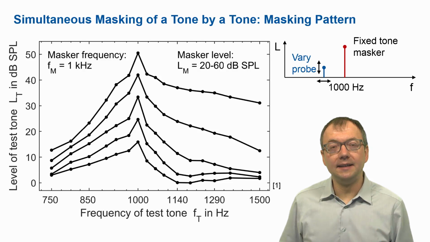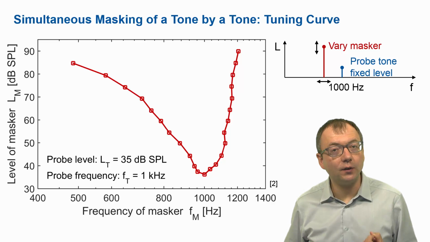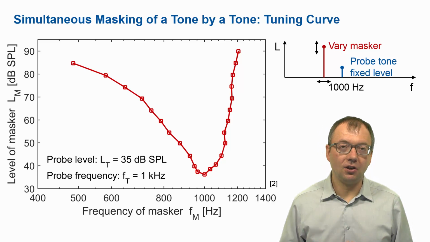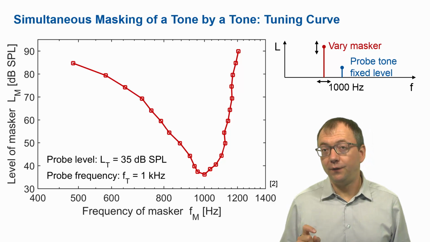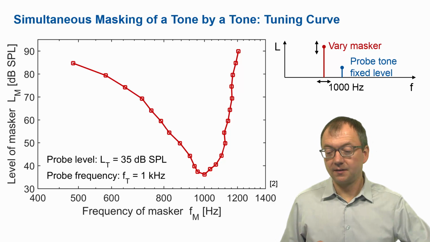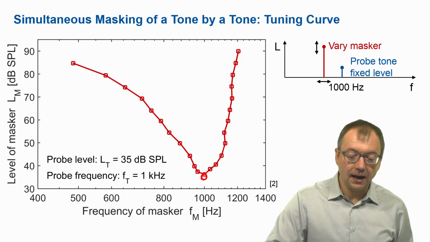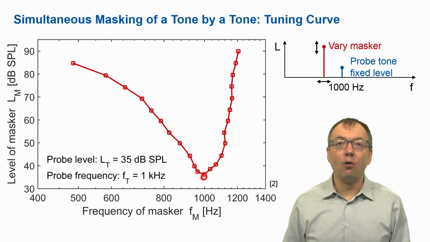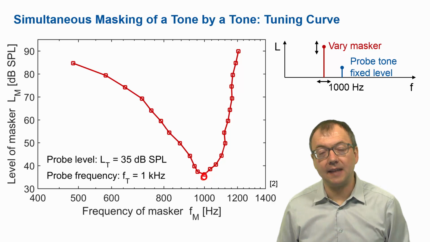We can now run this masking experiment and plot the data in a slightly different way. In this modification of the experiment, we keep the probe tone level fixed. So say we have a probe of 1 kilohertz and a fixed level, which is somewhere around here. And that probe now has to be masked. And we now vary the masker level so as to just mask that probe.